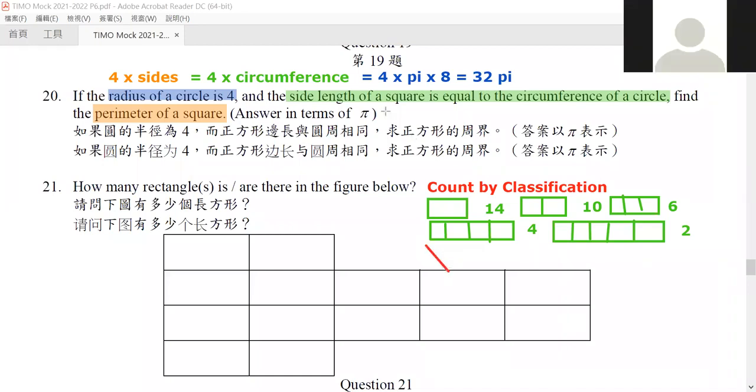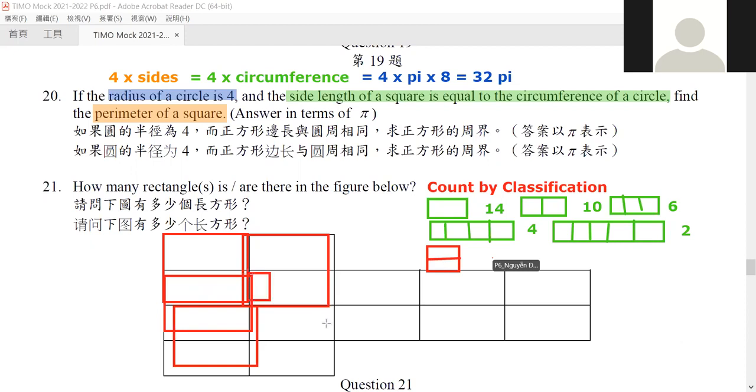Okay, now these are all of width equal to 1. Now we would like to consider width equal to 2. So let us consider the rectangle like this. We combine the rectangle up and down. So this will be 1, 2, 3, 4, 5, 6, and then 7, 8, 9. Okay, so there will be 9 of them.